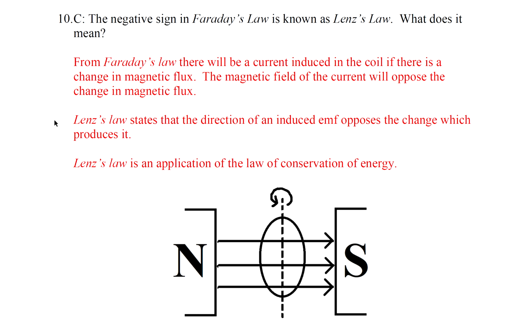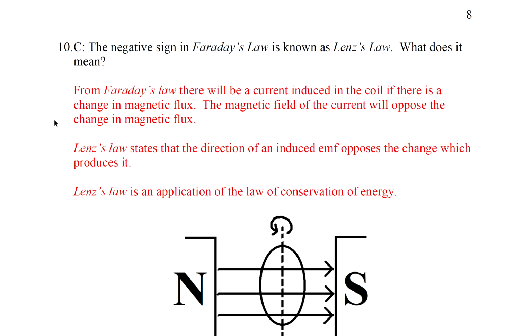Question 10. The negative sign in Faraday's law is known as Lenz's law. What does it mean? The negative sign is very important. From Faraday's law, there will be a current induced in the coil if there is a change in magnetic flux. The magnetic field of the current will oppose a change in magnetic flux. So Lenz's law states that the direction of an induced EMF opposes the change which produces it. Lenz's law is an application of the law of conservation of energy.